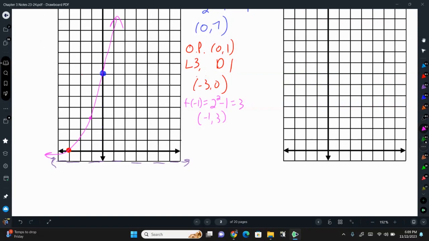Our domain is always negative infinity, infinity, and our range is -1, infinity. Notice it's always parentheses because we can never reach these values.